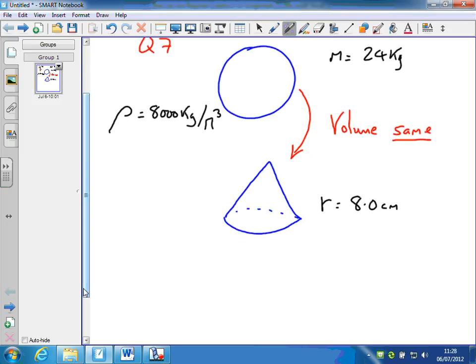We have to be careful of units, because if we look at the density, that's in cubic meters. The mass is in kilograms and the density is in kilograms per cubic meter, so you're going to end up with a volume in cubic meters, but the radius is in centimeters. So I would suggest that the best thing to do is stick to meters initially, so the radius would be, dividing by 100, 0.08 meters, which you will then put into the formula for the volume of a cone to find the perpendicular height.